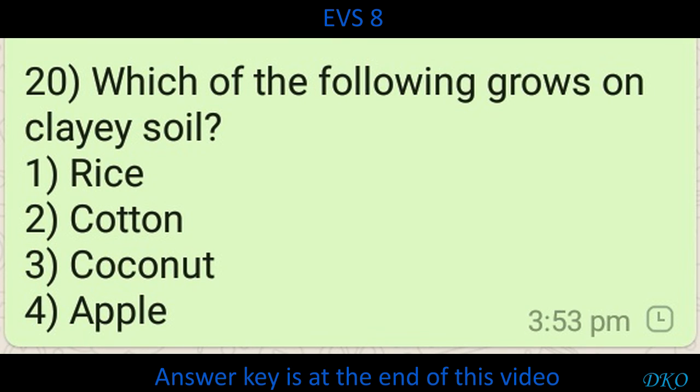Question number 20. Which of the following grows on clay soil? Option number 1 is rice, option number 2 is cotton, option number 3 is coconut, and option number 4 is apple.